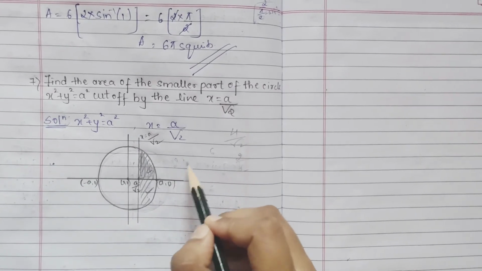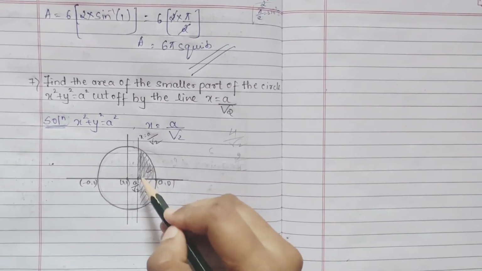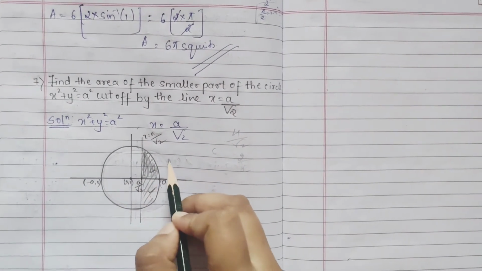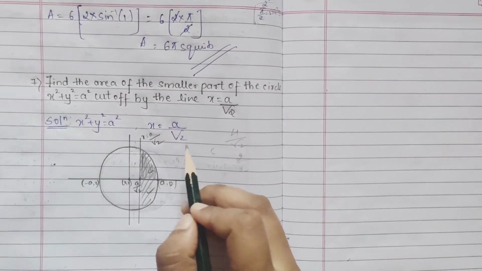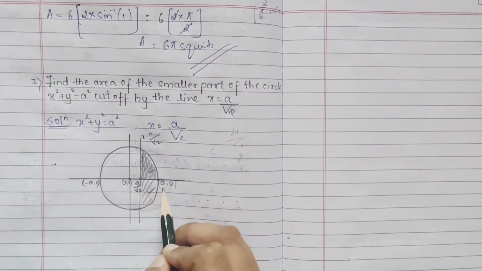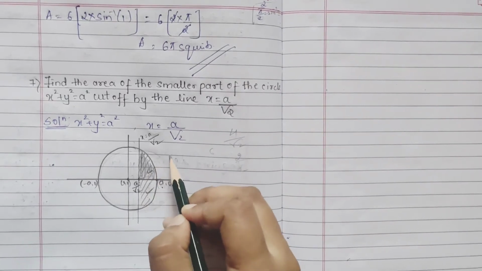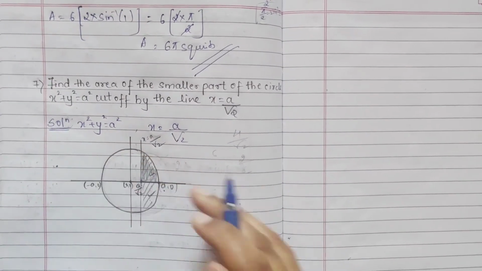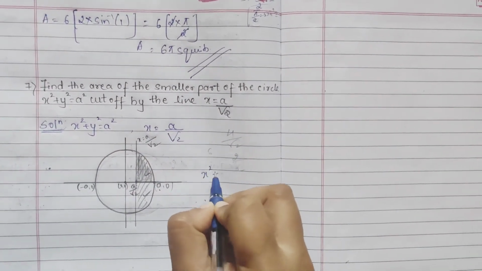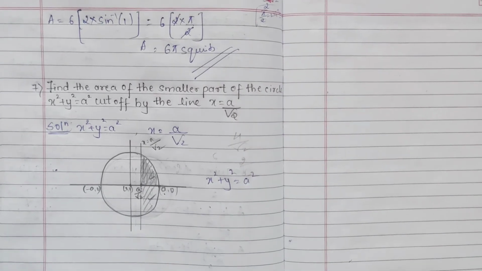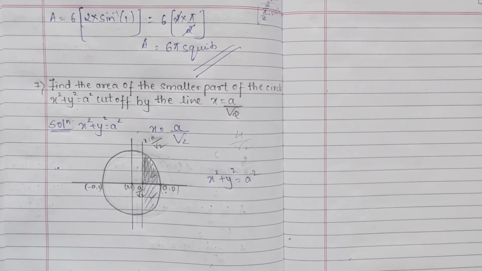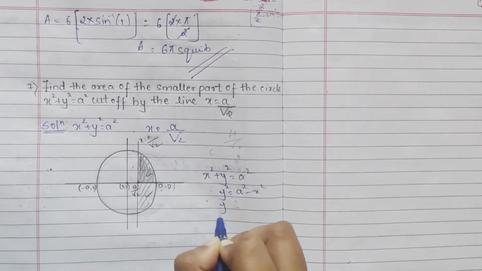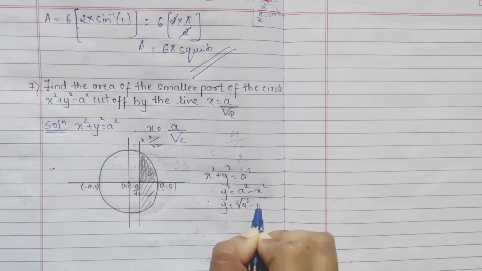So usually we consider the above part, which is in our first quadrant, the positive side only. So we'll consider this and multiply it by 2 integrals from a by root 2 to a of y dx, along the x axis. If we consider here x square plus y square is equal to a square, you have to find your y. Y square is a square minus x square. So y is nothing but root of a square minus x square.